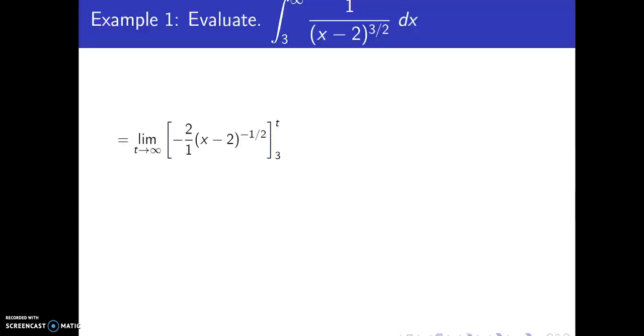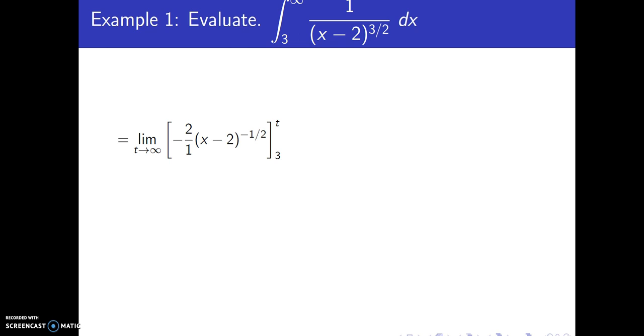So let's get started. This first example is the integral from 3 to infinity of 1 divided by the quantity x minus 2 to the 3 over 2 power. As we discussed on Monday, the exponent, which we were calling the p-series test: if the exponent in the denominator is bigger than 1 we get convergence, and if it's less than or equal to 1, we get divergence. So we already know that this integral is going to converge. Basically you integrate it as normal and replace that infinity with a limit as t goes to infinity, and then plug in as normal.